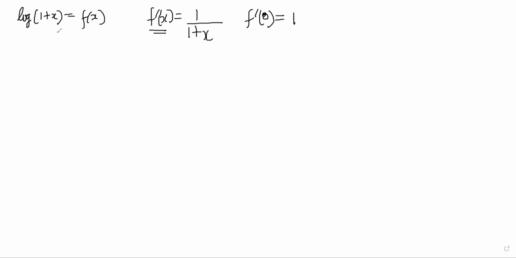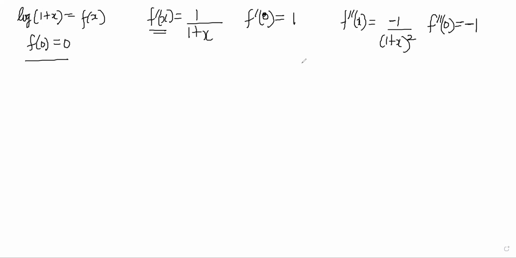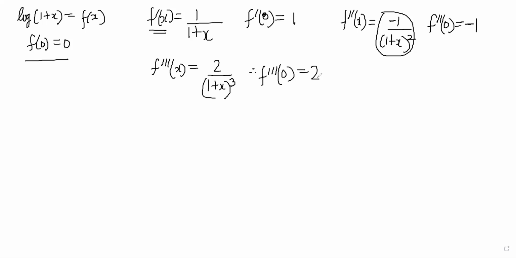right? And f of 0 is 0, right? And f double dash of x will be minus 1 by (1 plus x) whole square. So f double dash of 0 will be minus 1, and f triple dash of x will be the derivative of this. So that will become 2 by (1 plus x) whole cube. So therefore f triple dash 0 will be 2, right?